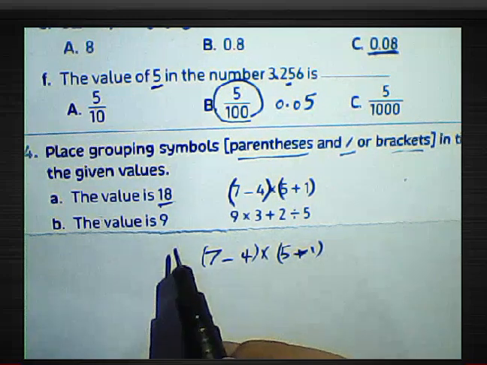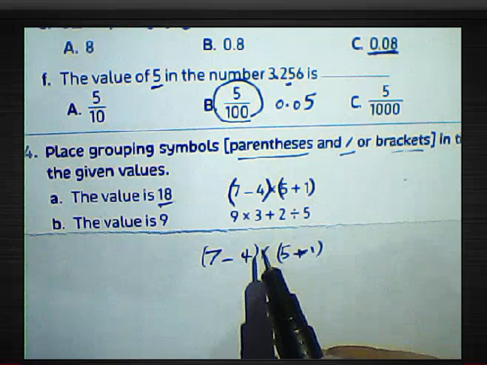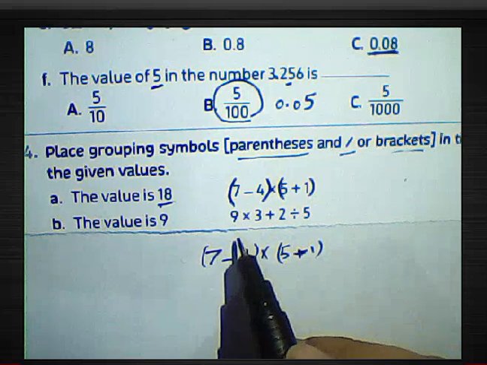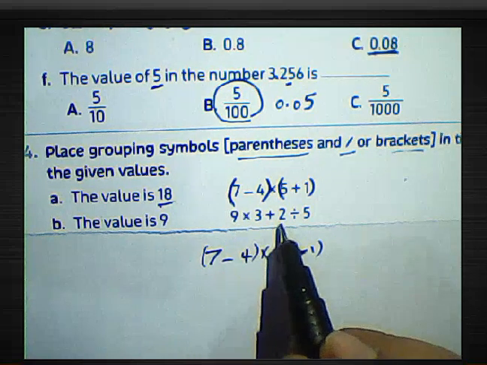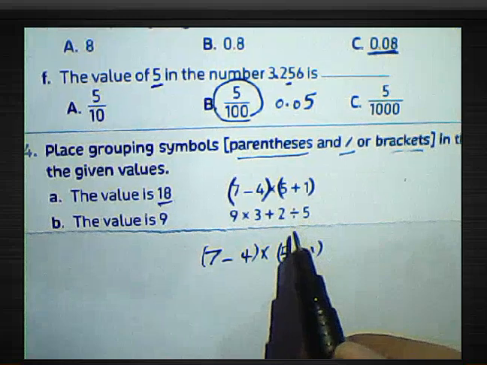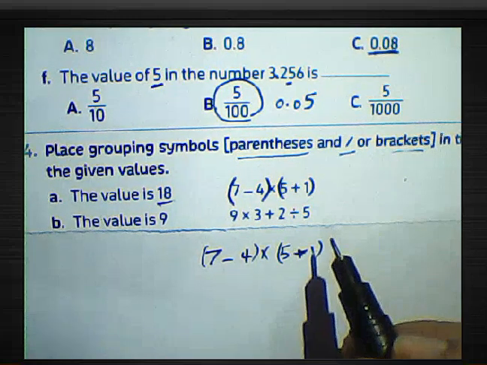The value is 9 here. 9 times 3 plus 2 divided by 5. We know 3 times 9 equals 27. 27 plus 2 equals 29. 29 divided by 5. 20 divided by 5 equals 4. So we must put brackets to find 9.